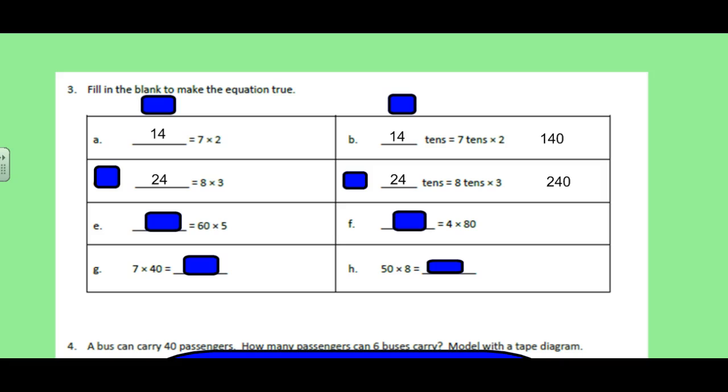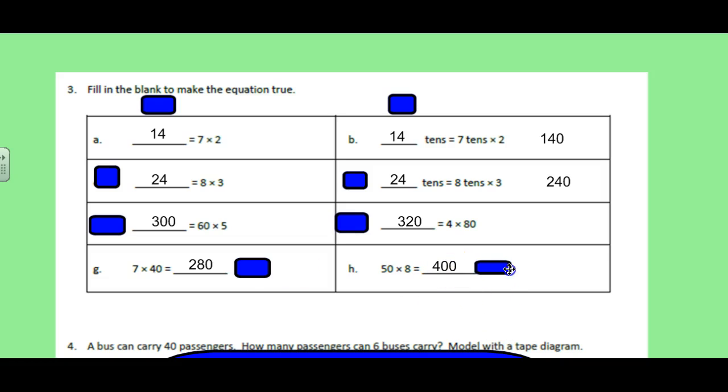Okay, so now I want you to go ahead and finish E, F, G, and H. And when you're ready to check your answers, you can push play. So 60 times 5 is going to be 300. 4 times 80 is going to be 320. 7 times 40 is going to be 280. And 50 times 8 is 400.